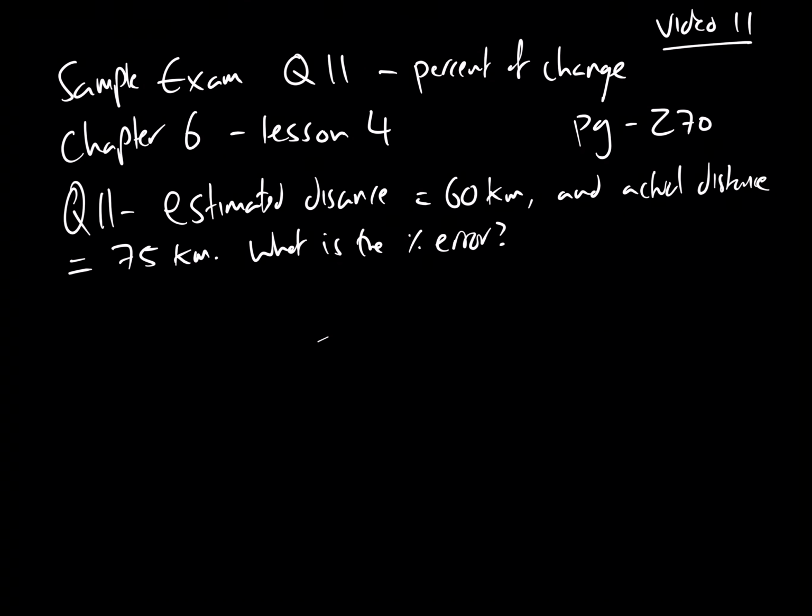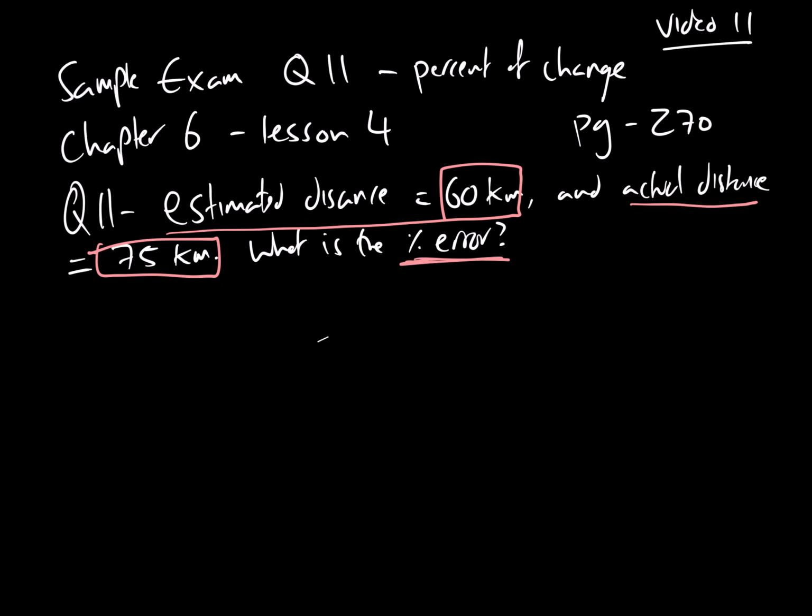Okay, so question 11 says if the estimated distance is 60 kilometers and the actual distance is 75 kilometers, what is the percent error? So here we have the estimated distance, which is 60 kilometers, the actual distance, which is 75 kilometers. The question is asking what is the percentage error.